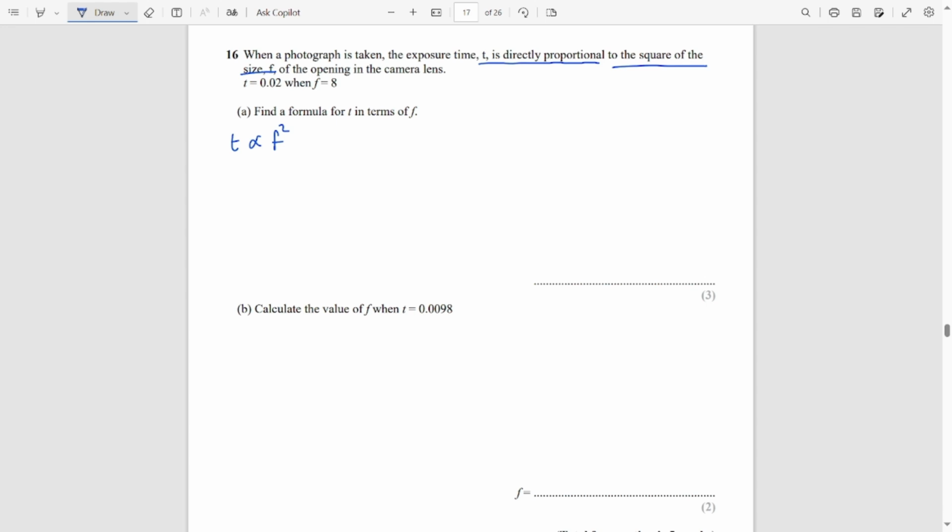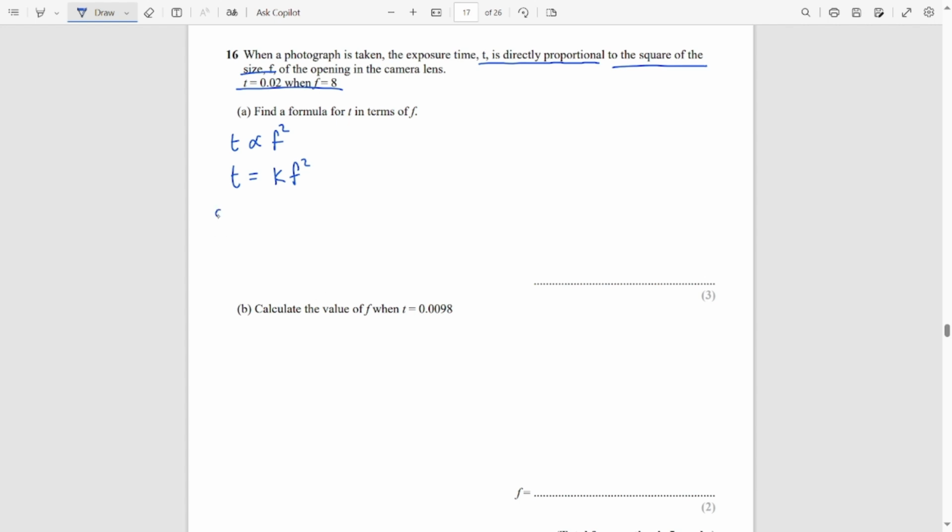You don't need to write out that first line. You can go straight into writing it as an equation. This is going to be the same as t is equal to k, which is some value that I want to work out, multiplied by f squared. This is the same as the thing that they've set up for us at the top. T is directly proportional to the square of f, so t is kf squared. Now we want to work out what that k is, so we can write a formula for t in terms of f, and to work out what that k is, I'm going to use this initial condition they've given us.